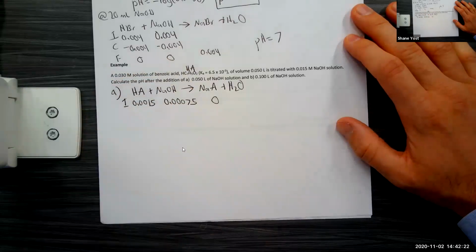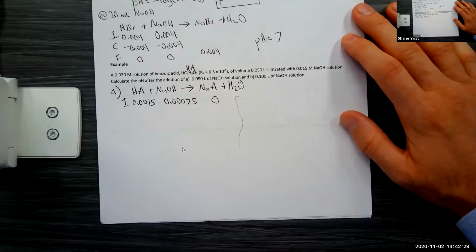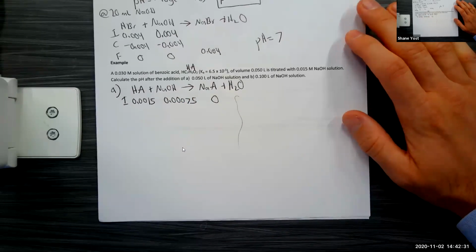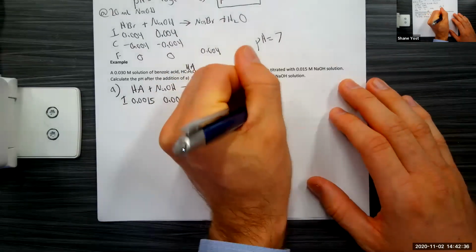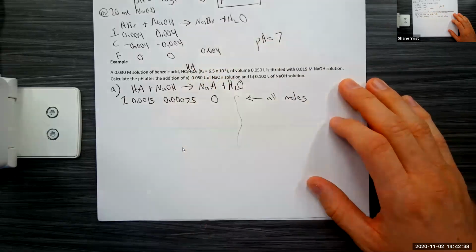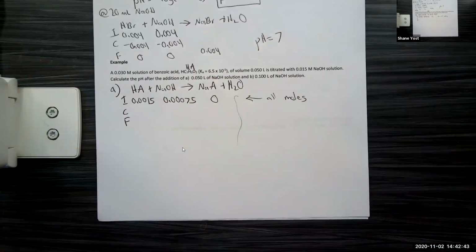I initially start off with no Na plus A minus, and water we just don't even care about. So questions about where I got these initial moles? These are all moles. This is an initial, change, final table. If I'm going to completion, I'm not using an ICE table. I'm calculating things to completion. I need to use moles for this and not concentrations. So questions about where I got those moles?